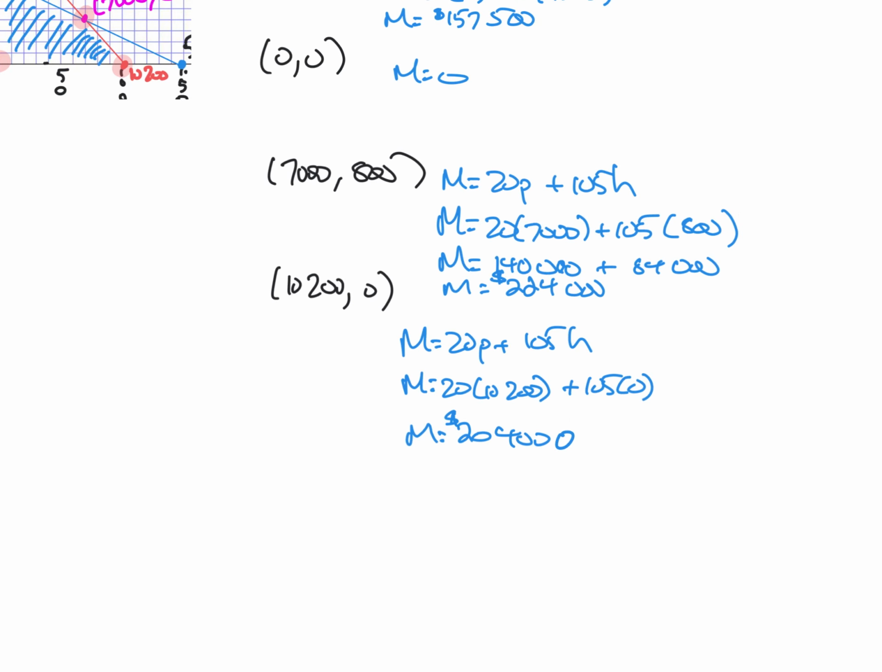This should be 204,000, not 20,400. That's what I did wrong. But it's still not as much as the last possibility. It's over 200,000, but it's still not the most. So obviously what we see is there is a grand and glorious winner here. The grand and glorious winner is 7,000 programs and 800 hoodies.